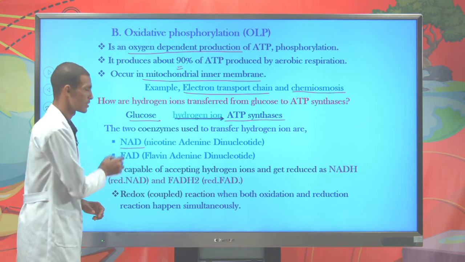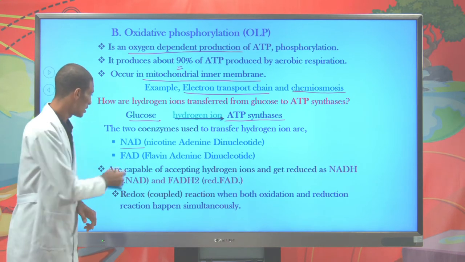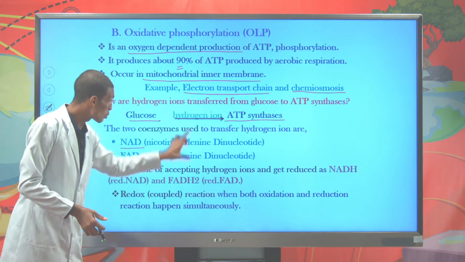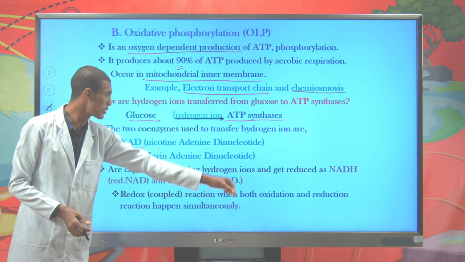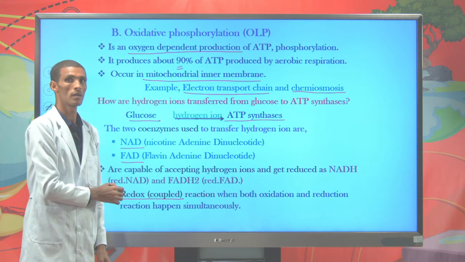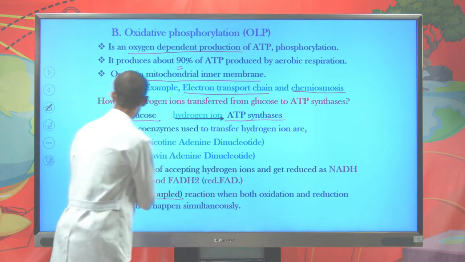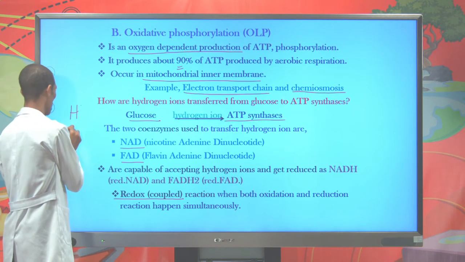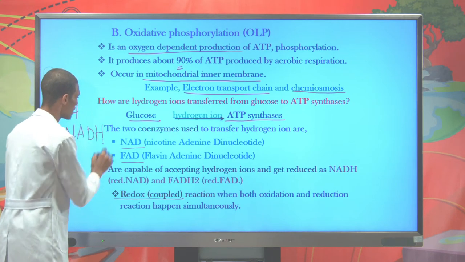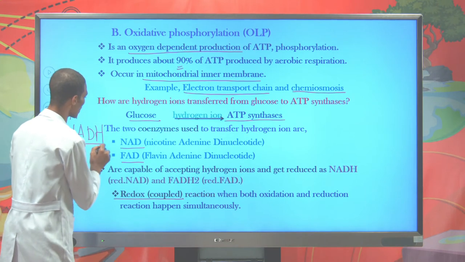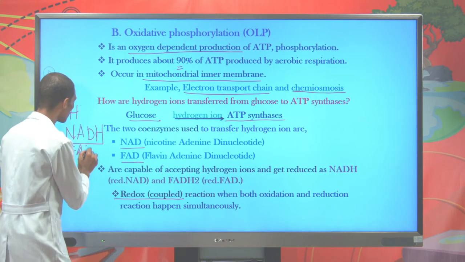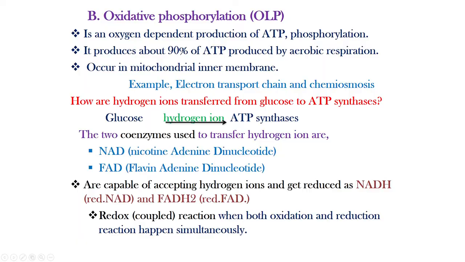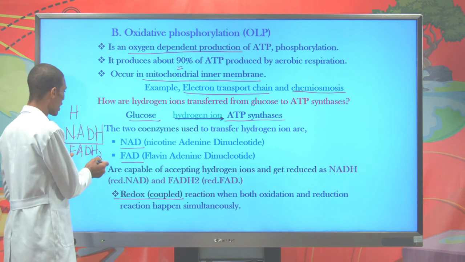This one is NAD, nicotinamide adenine dinucleotide, and the other is FAD, which is abbreviated as flavin adenine dinucleotide. These two coenzymes are very important in transferring hydrogen in a redox or coupled manner. Means, for example, if they transfer hydrogen from one area to another, NAD can be carried in the form of NADH, in a reduction manner. Whereas FAD can be transferred from one step to another as FADH2. And again, the earlier coenzyme becomes oxidized, and the next one becomes reduced.